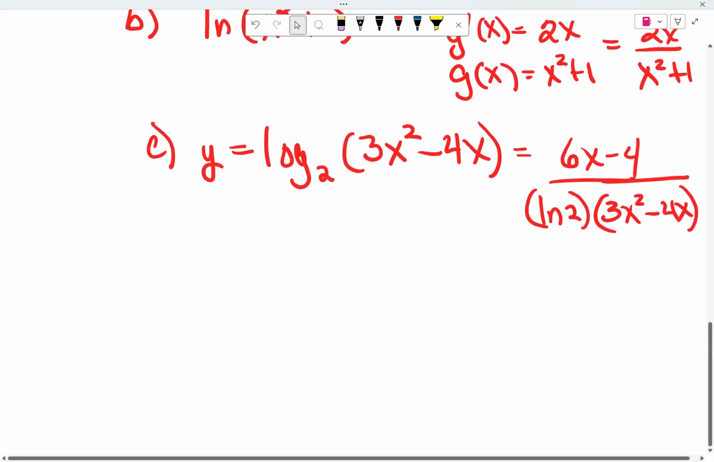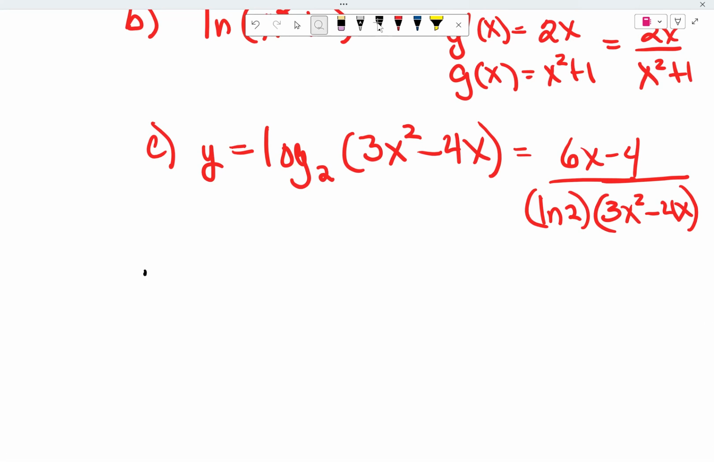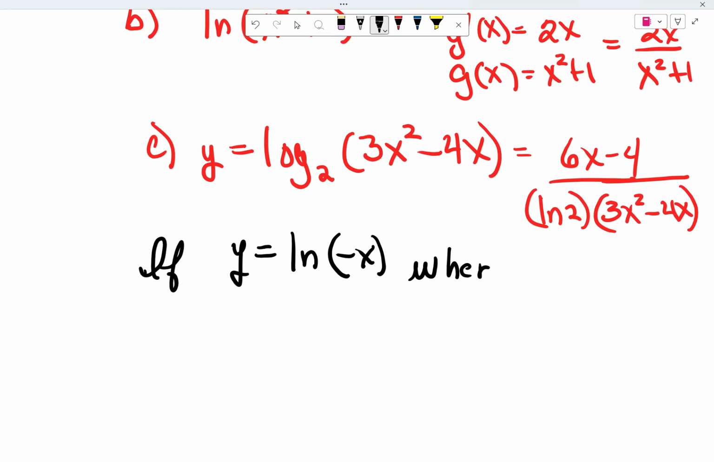I also want to make a note, and this is something for you to take home with you. Keep in mind that if I'm looking at the derivative of the function where y equals the natural log of negative x, for example, where the x value is less than 0, we're going to employ the chain rule. We employ the chain rule.